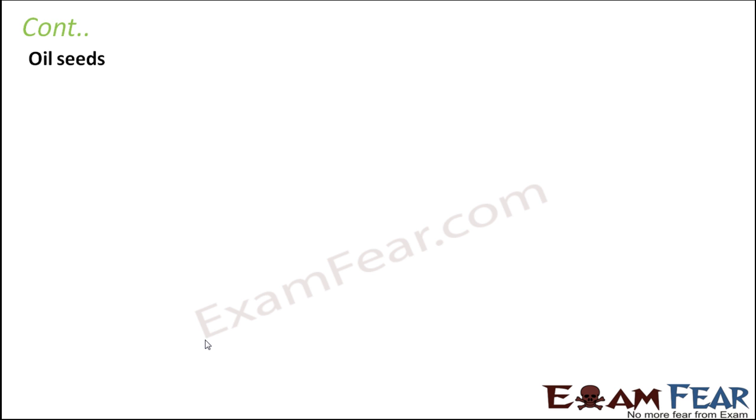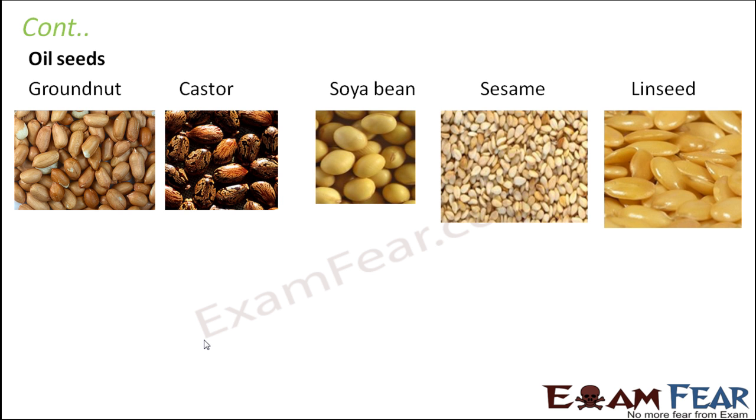Then you talk about oil seeds. From where do we get oil? We talk about different types of oil: sunflower oil, sesame oil, olive oil, mustard oil. All these different types of oil are obtained from different types of seeds. Whether you talk about groundnut or castor or soya bean, sesame, linseed, they are all different types of seeds, and these seeds have that speciality that you can extract oil from them.